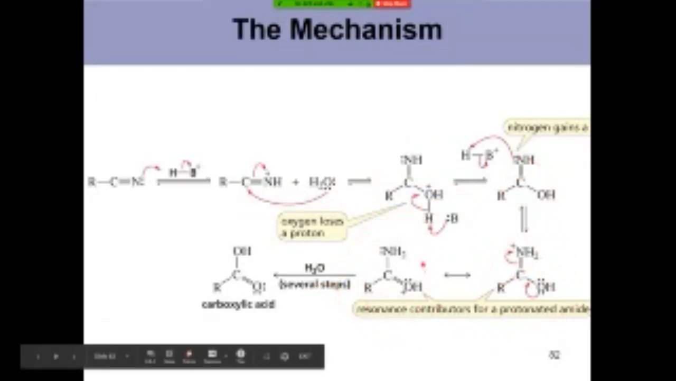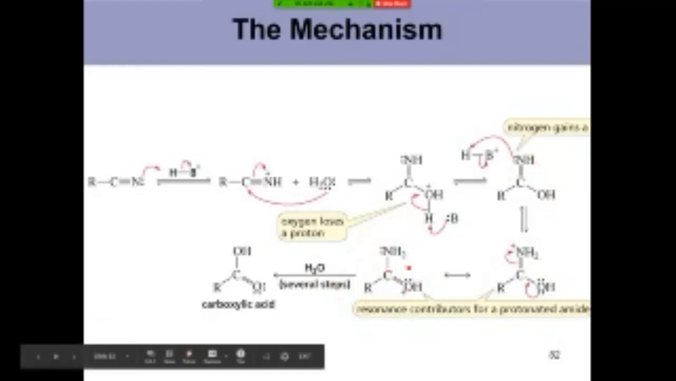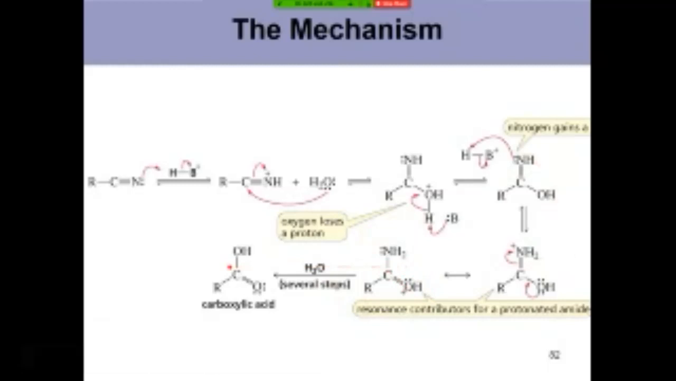This is just a protonated amide. So that protonated amide is already under acidic conditions, and it will immediately hydrolyze to a carboxylic acid, which follows the steps that we just discussed for an amide hydrolysis. So why is this useful?